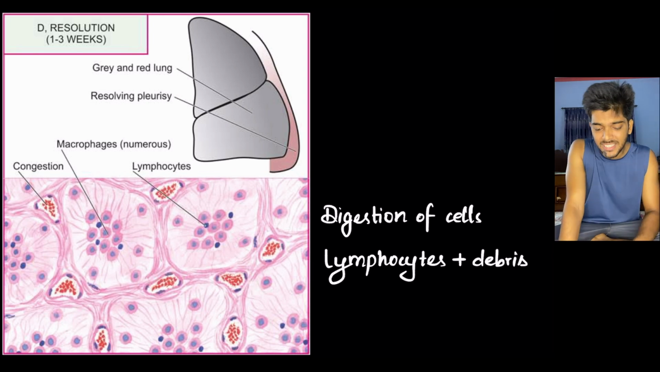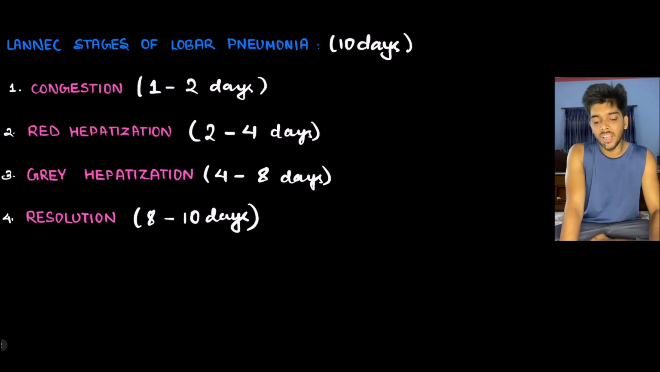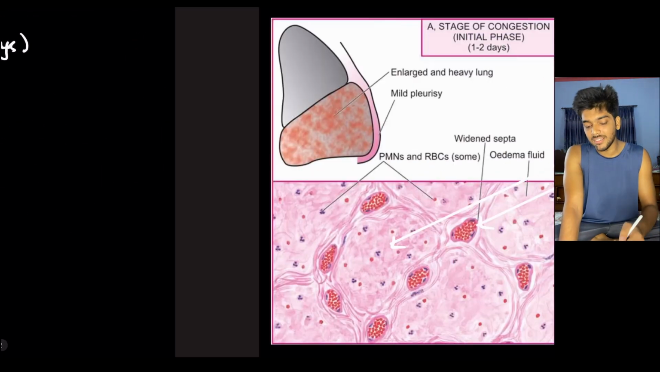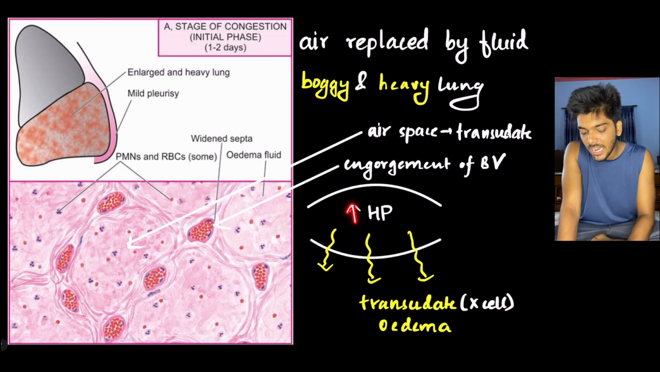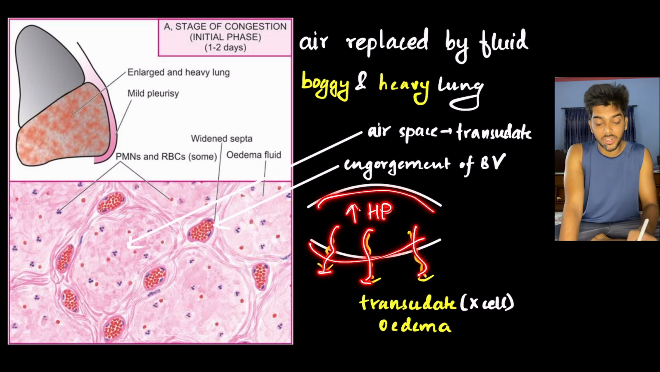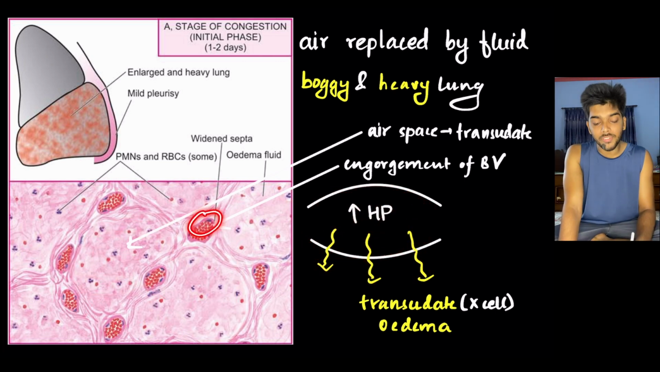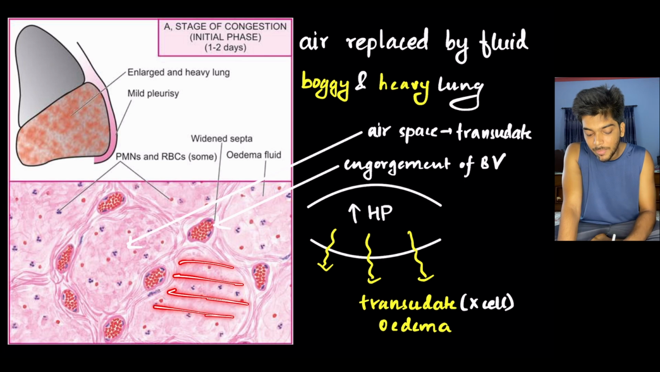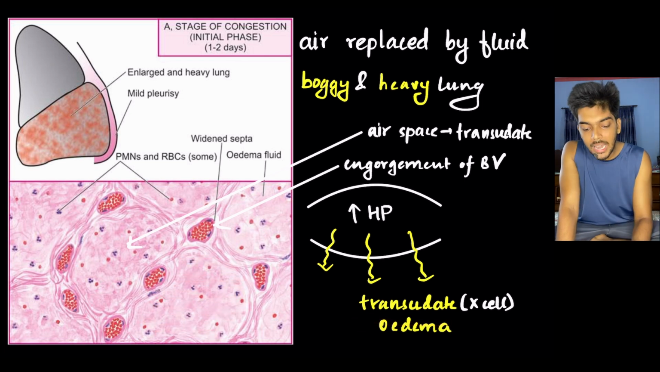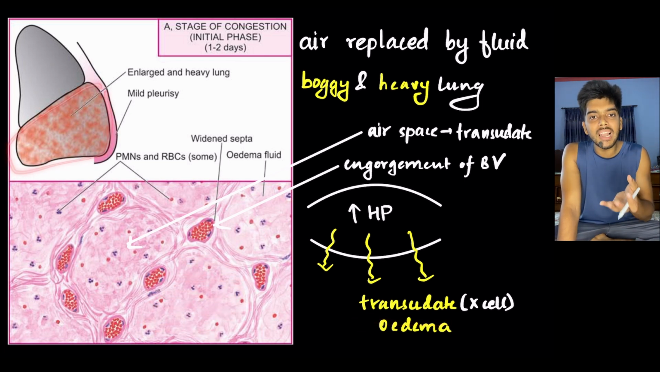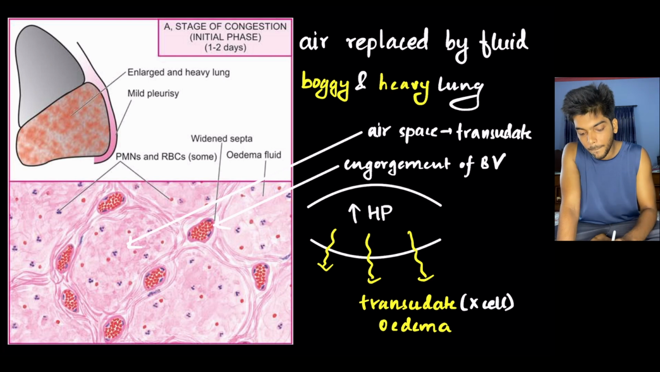That's the Laennec stages. One last revision of the Laennec stages. First, you have congestion. In congestion, due to increase in hydrostatic pressure and dilation of the blood vessel, transudate comes out, and the transudate goes and fills up the air spaces. So there is engorgement of the blood vessel and filling up of the air spaces by transudate. Since the lobe is now filled with a water-like substance, it is heavy and boggy.